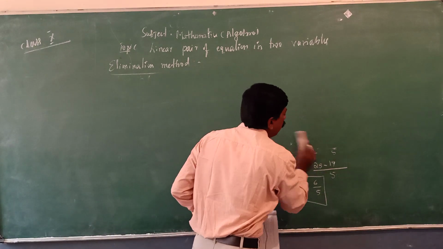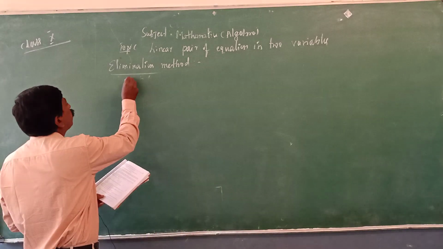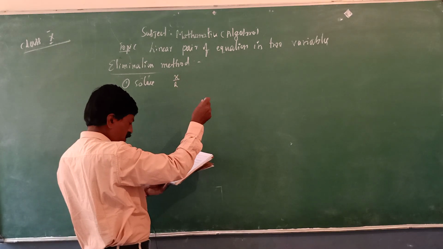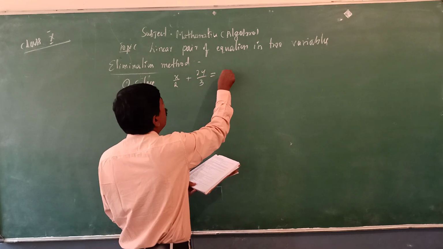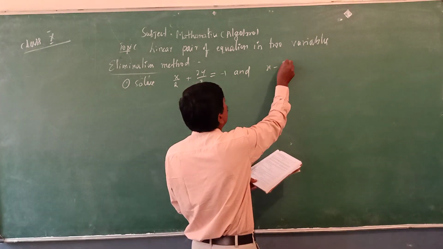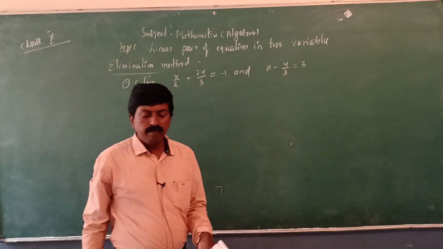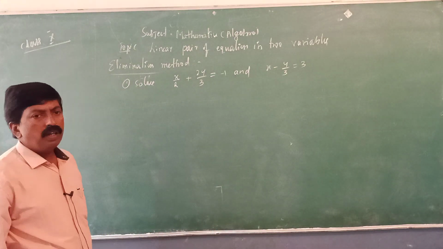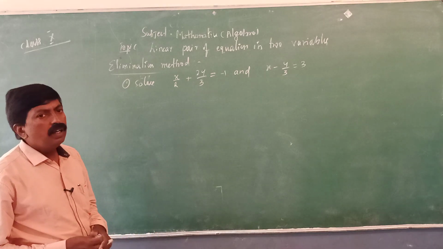So different types of problems we have taken here. Another problem is like this: solve x by 2 plus 2y by 3 is equal to minus 1 and x minus y by 3 is equal to 3. Yes. Now a fractional form is given. So using elimination method, we have to find x value and y value.